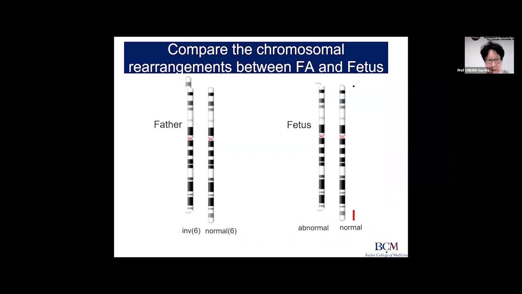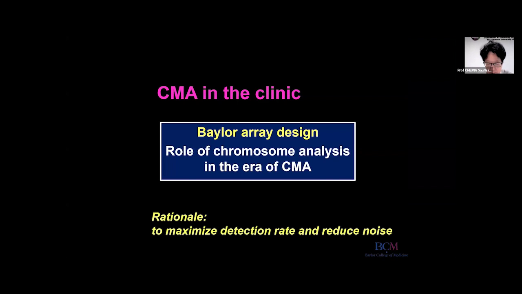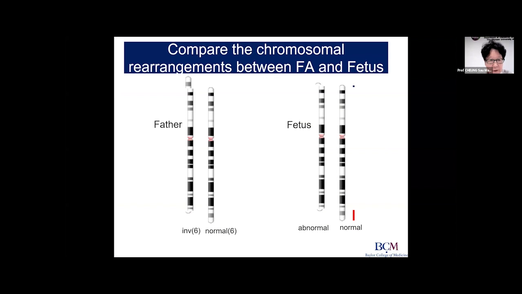So this is just a diagram to show you that the father is balanced because it's an inverted 6, but in the kid, during pairing, it results in deletion or deletion and duplication in this patient.